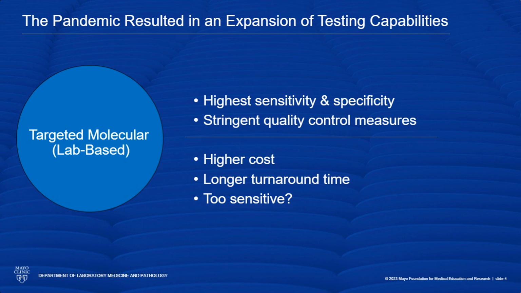And then a challenge that we encountered was that there were concerns about these targeted molecular tests being too sensitive. In other words, we're picking up positives in patients who have had disease weeks or months earlier, and we're picking up remnant viral nucleic acid. And so that contributed to challenges about releasing individuals from isolation or quarantine. And we've known about this potential limitation with highly sensitive molecular tests for many years.